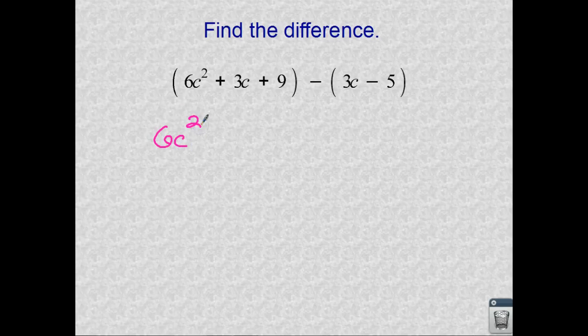6c squared. I need a c to the first power. We have one. And then a c to the 0 power, and we have one. Subtract. And I don't have a c to the second power in this binomial, so I need a placeholder. Call it 0. I do have a c to the first power, and it happens to be a positive inside this parenthesis, so positive 3c. And then my c to the 0 is my constant here of negative 5.